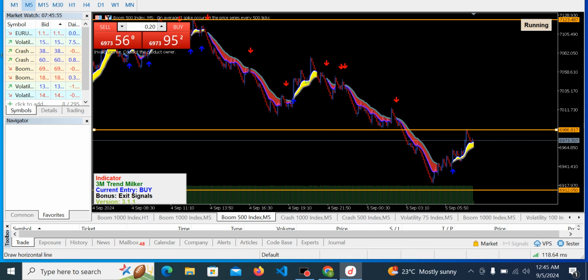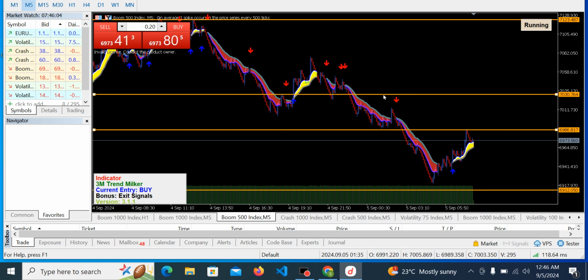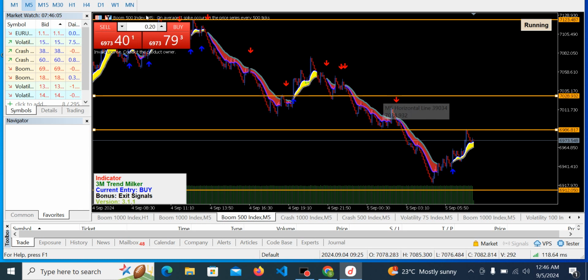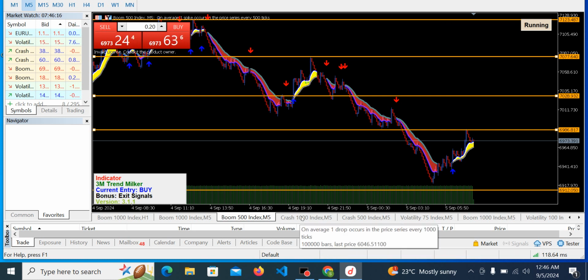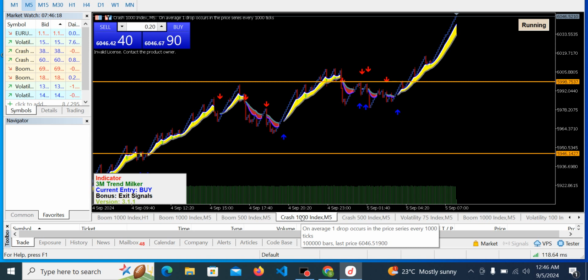So we expect it to go for more buying opportunity if this happens. And if it happens, we expect it to get to this particular region. It should get to somewhere here, and if it breaks out from there, we expect it to get to this spot, guys. And of course if it breaks out from here, then it should get to this resistance zone. Okay, so this is very important. Let's check out Crash 1000.